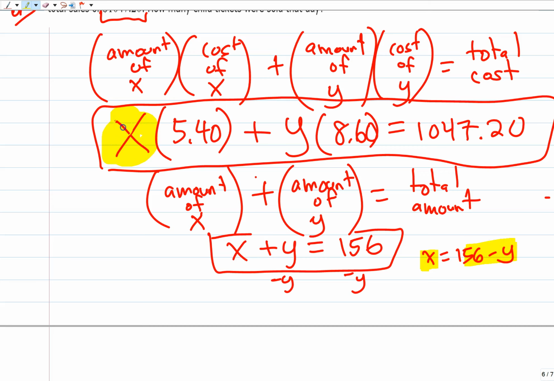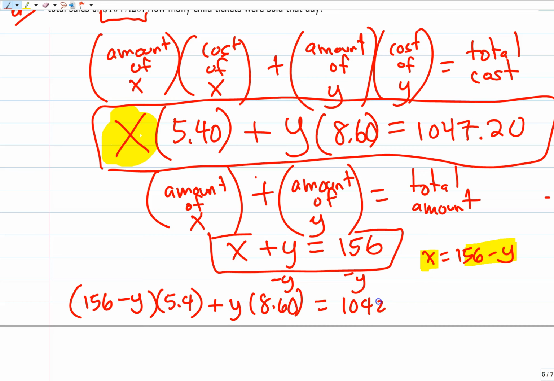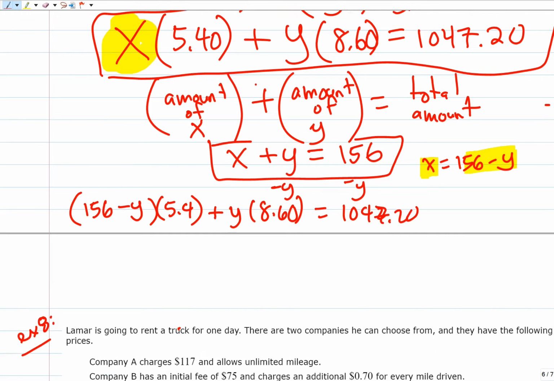The top equation, do you see that X? I can now replace it with that. So I now can say (156 minus Y) times 5.40 plus Y times 8.60 is equal to 1047.20. We need a little more space, but we can solve this now. We now have an equation with all one variable, right? How will I solve it?